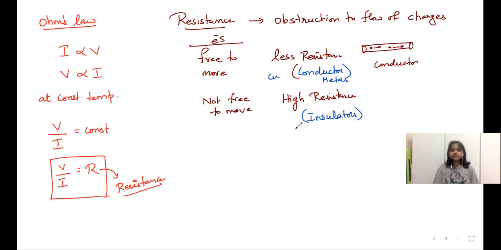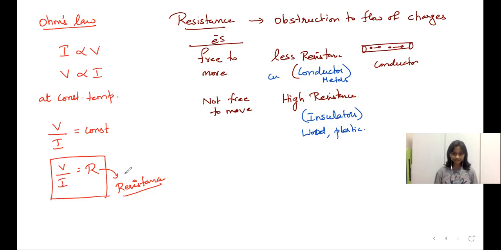Even liquids and gases, some of them conduct electricity. They ionize, and then they conduct. So that is also a scenario, but let us forget about that. Here, in general, wood is an insulator. Plastic is an insulator.